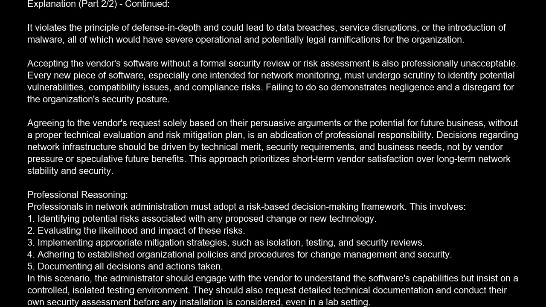In this scenario, the administrator should engage with the vendor to understand the software's capabilities, but insist on a controlled, isolated testing environment. They should also request detailed technical documentation and conduct their own security assessment before any installation is considered, even in a lab setting.